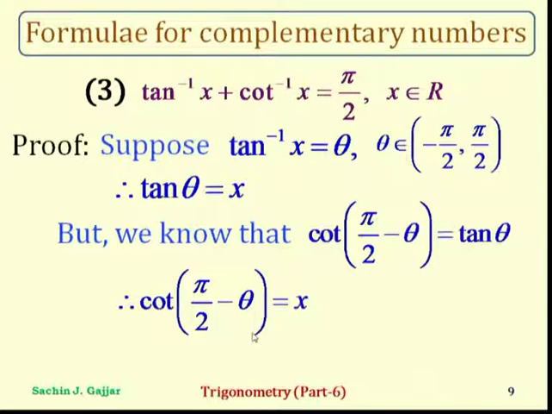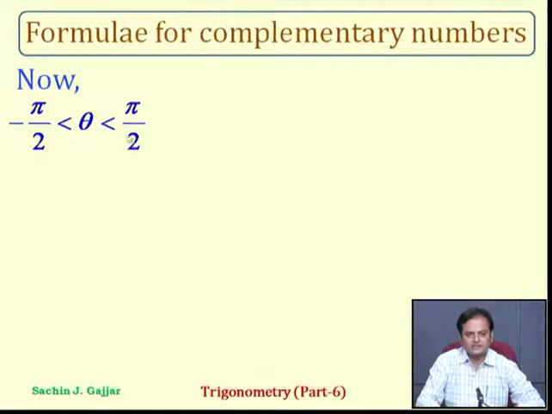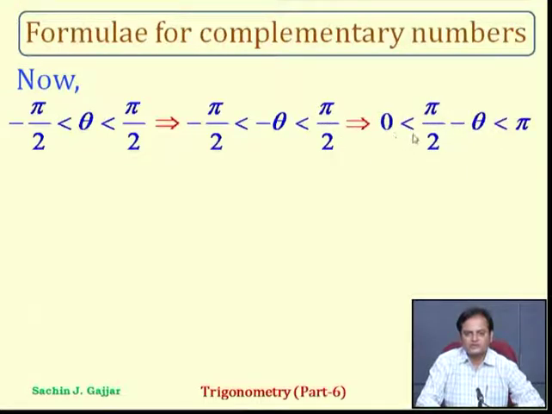So first of all let's try to prove this. Here theta belongs to minus pi by 2 to pi by 2. So minus pi by 2 less than theta less than pi by 2. This implies again minus pi by 2 less than minus theta less than pi by 2. Now add pi by 2 in these 3 parts. If we add pi by 2, then pi by 2 minus pi by 2 is 0, pi by 2 minus theta, and pi by 2 plus pi by 2 is pi. So we have 0 less than pi by 2 minus theta less than pi.